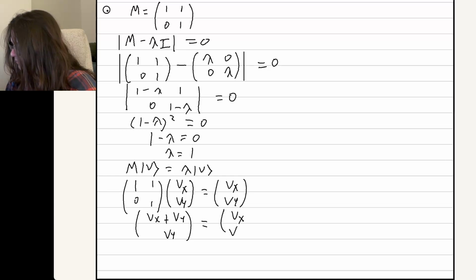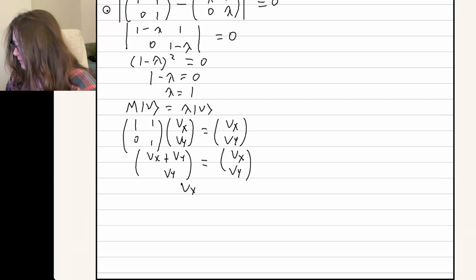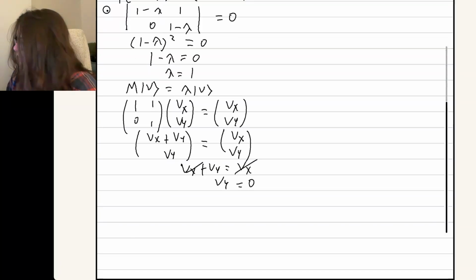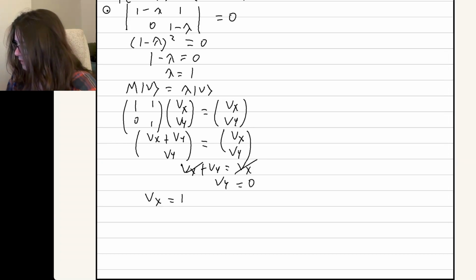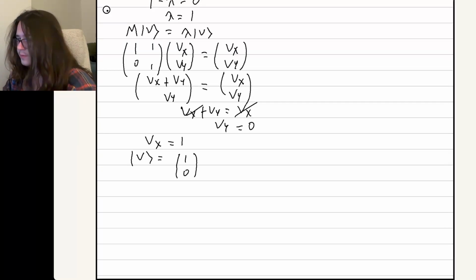Doing the matrix multiplication, we have vx plus vy and then vy here, and then compare that to the right hand side and see that if you go component by component, the only value of vy which satisfies this equation here is that vy equals 0, right? But then we can set vx to whatever we want. So we can set vx to 1, and we see that the normalized eigenvector is just 1, 0. Kind of crazy stuff.